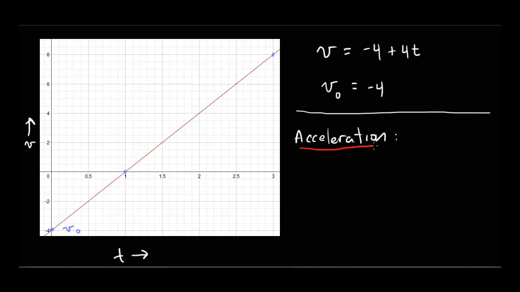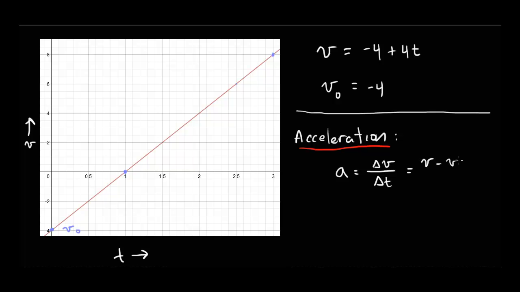Acceleration is a term that's used to describe the way in which the velocity changes. It's the rate at which the velocity changes. And so the way we define this, we say that acceleration is the change in velocity, delta v, over the change in time, delta t. So this is the definition of acceleration, the rate of change of velocity.